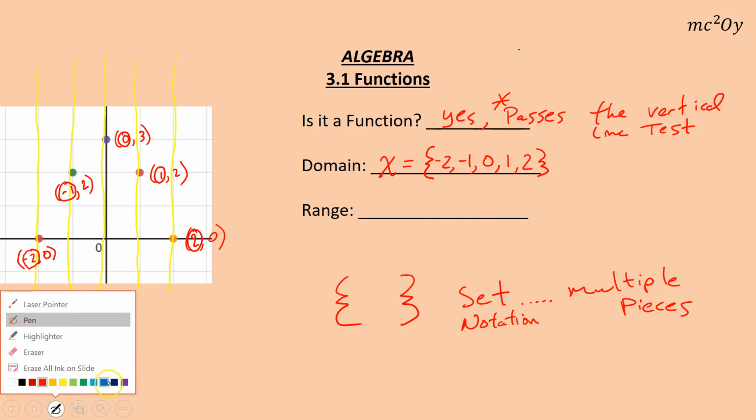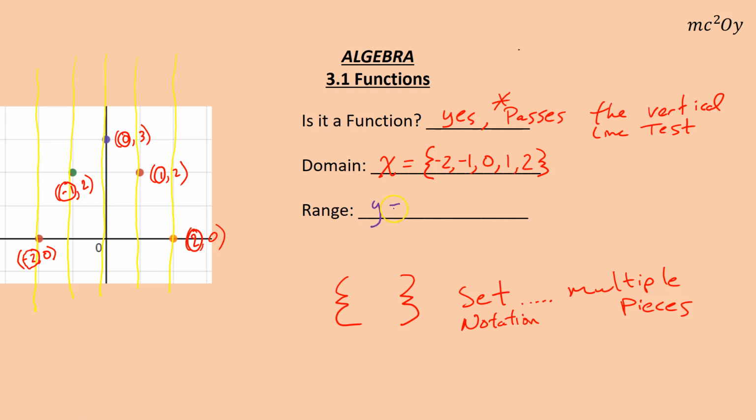And Y, well, Y is our range. Y is equal to the set of all of our Y values. Well, that would include 0, it would include 2, it would include 3, and then I start going back down. Notice I already have 2, and I already have 0, so I don't have to rewrite those. I just list those values. And that's how we do domain and range. By the way, this is a function because it passes the vertical line test.